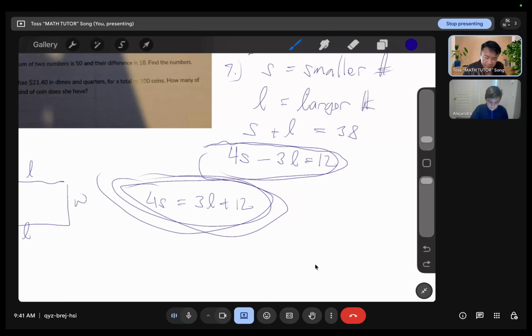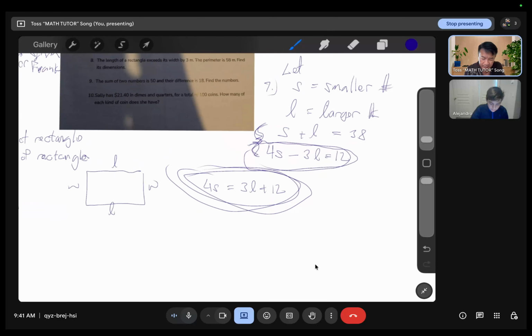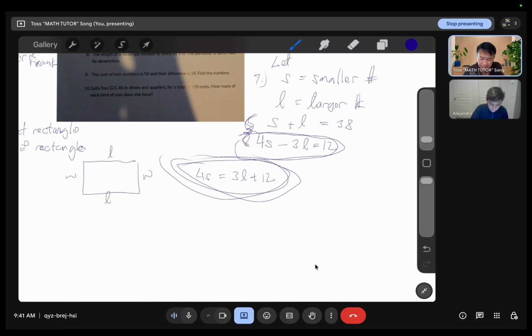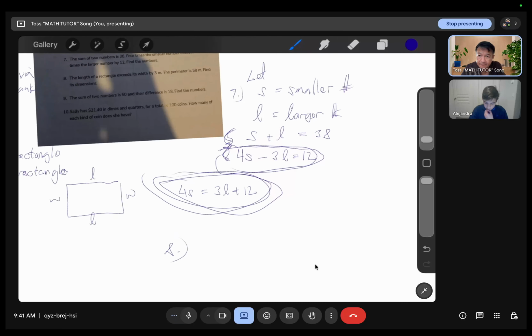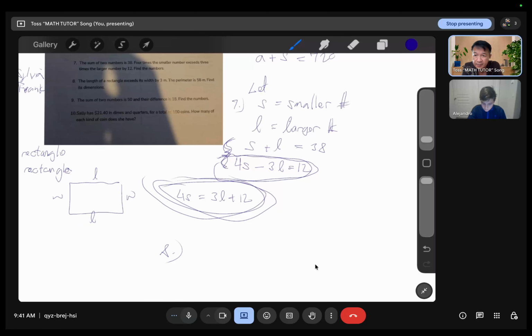Okay, so you got the system right here. This will be your system, and you can continue with it, no problem. All right, let's continue. Number 8. Let's set up number 8. The length, here we go again. We see the "exceeds." The length of the rectangle exceeds the width by 3, and the perimeter. I'll bet you get this one, right?